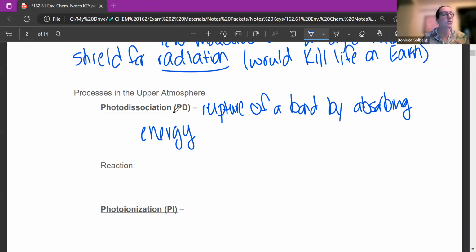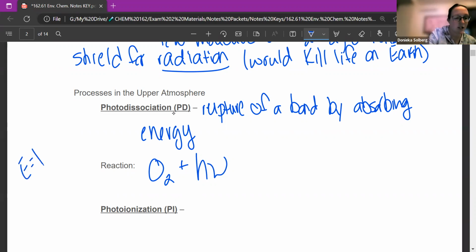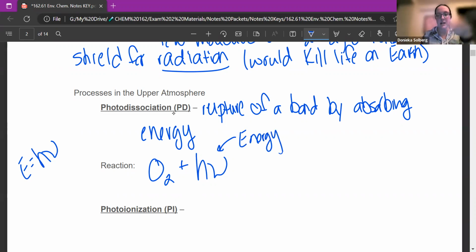Okay, so the reaction looks like this. You've got oxygen, and you put in some type of energy. Now, in these types of reactions, you will see us represent energy like this, hν, because if you actually look at the equation to solve the energy, it is h times the frequency. So it's actually based on the frequency of light and how much energy we're going to need. So oxygen plus hν, this is how we're going to write energy for right now. Energy breaks it into two oxygens.